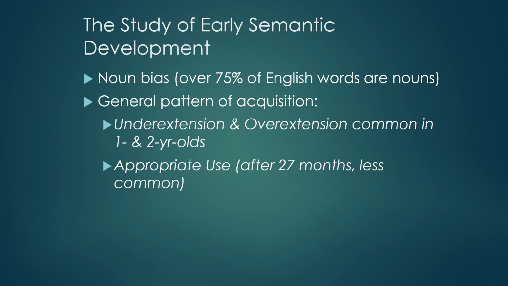By about 27 months, children rarely do this type of over or underextension. By this point, they start to understand the difference between category words and more specific words, and can learn them appropriately or understand them when they are explained.